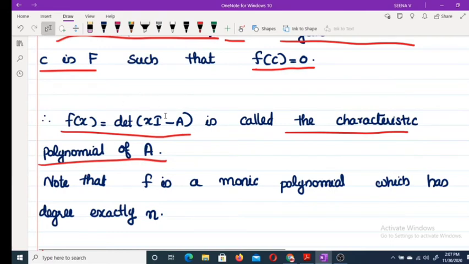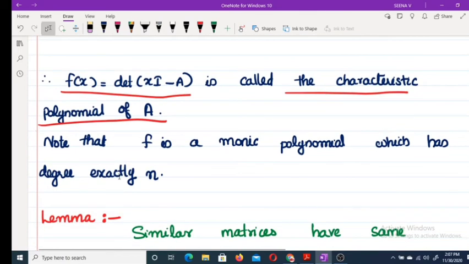If you find determinant xI minus A, clearly this is a polynomial in x where the coefficient of the highest power is 1. Therefore, we call that a monic polynomial. And what about the degree? Degree is exactly n. If you consider something like this, suppose this is x minus 1, 2, 3, x minus 2.